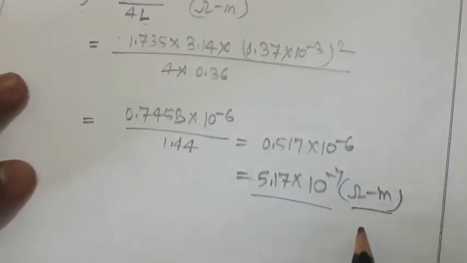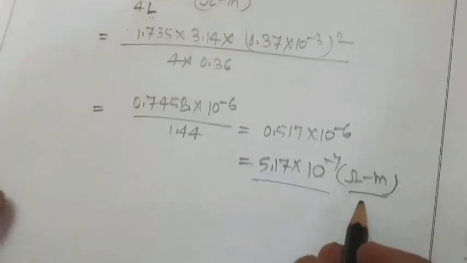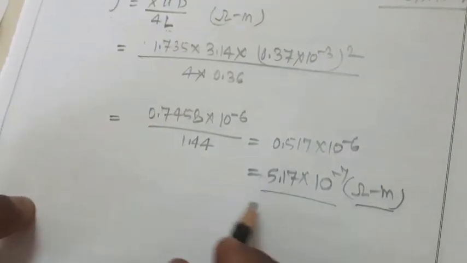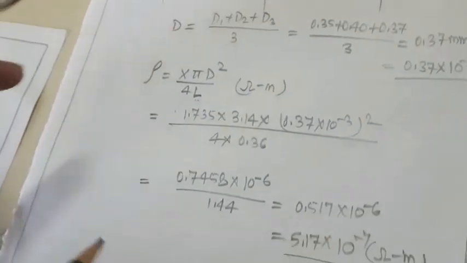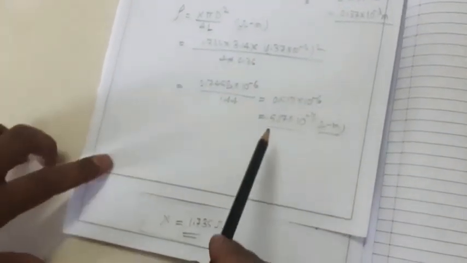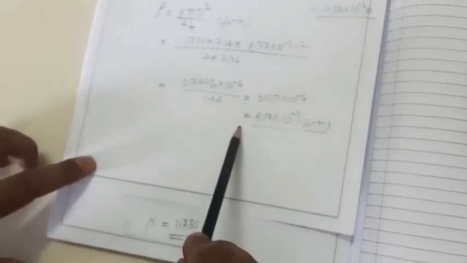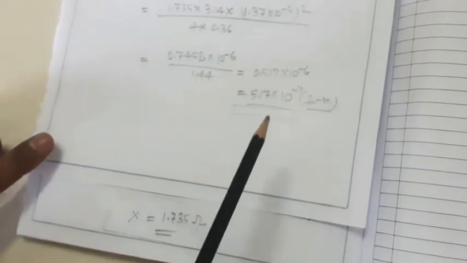This is very important. I think you always forget to write the unit of the main things. So I have calculated the unknown resistance and specific resistivity of the given wire. This is all.